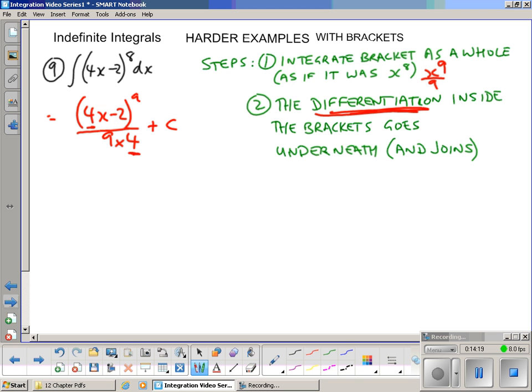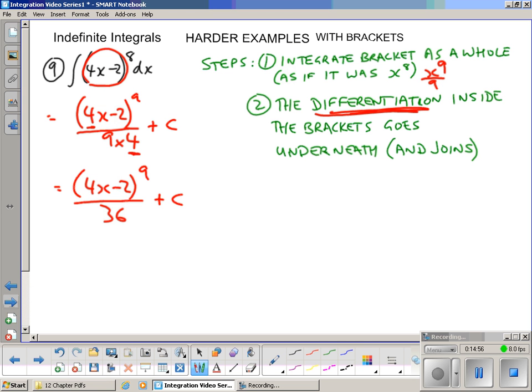Don't forget our plus c. We can neaten that up a little bit and just say it's going to be 4x minus 2 to the 9 over 36 plus c. Pretty weird. Let me just recap on that one briefly. We integrate the bracket as a whole as if it was an x, and then our second step is to differentiate inside the bracket and divide by that differentiation result. So when we divide, it goes down the bottom and joins anything else that's down the bottom, and that's how we came up with our answer.